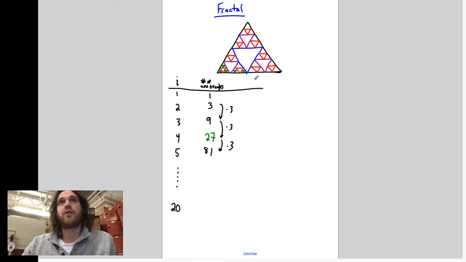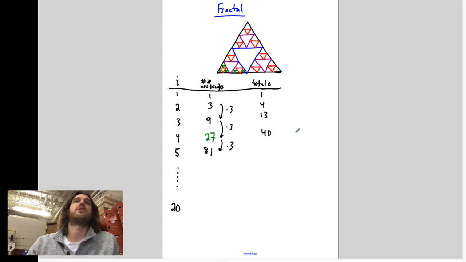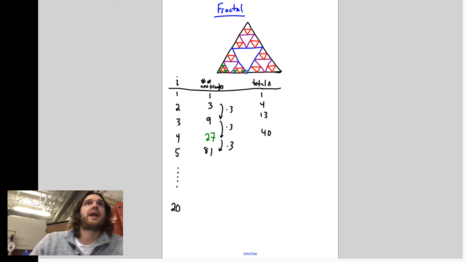You could make another column here for the total triangles, right? And now that would be different. So on iteration 1, there would be 1. Iteration 2, there would be 4. This would be 13. This would be 40 as we continue down. So step 4 would be 40 triangles total. And again, I'm only counting the downward pointing ones that we are drawing here.